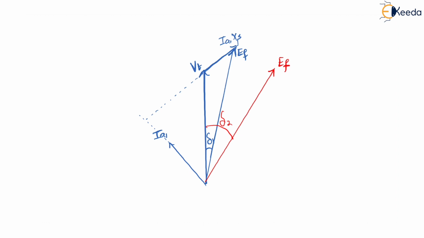And between EF and Vt, what do we have? We definitely have only the Ia2 axis. So this is going to be the Ia2 axis. Same old story we are doing. Correct or not? Yes. It's delta 2.